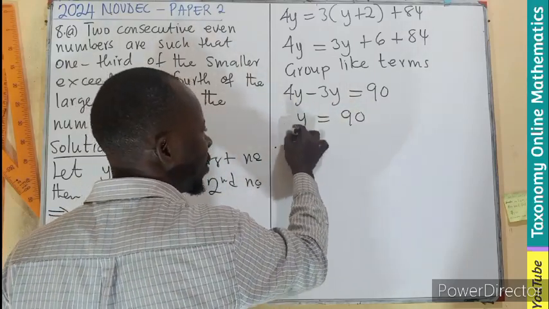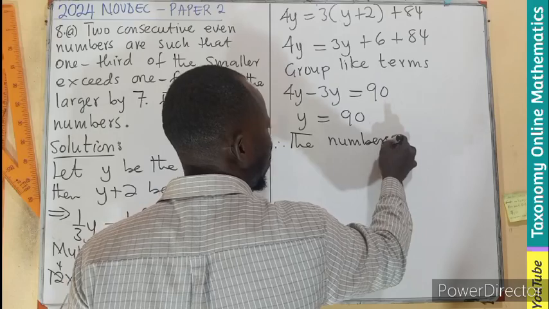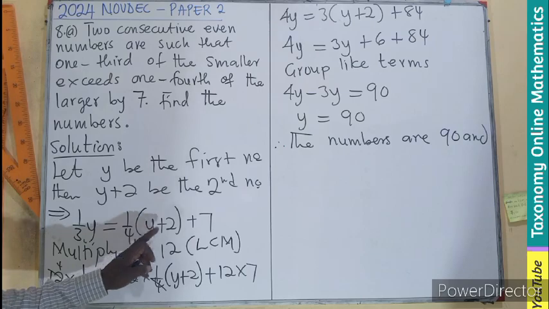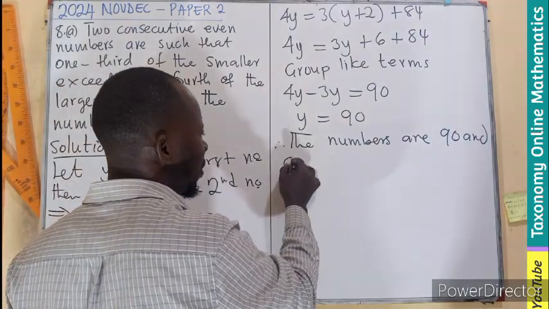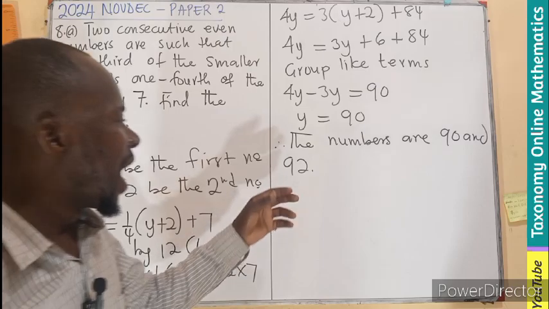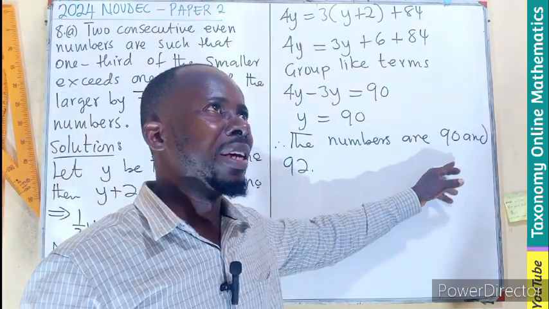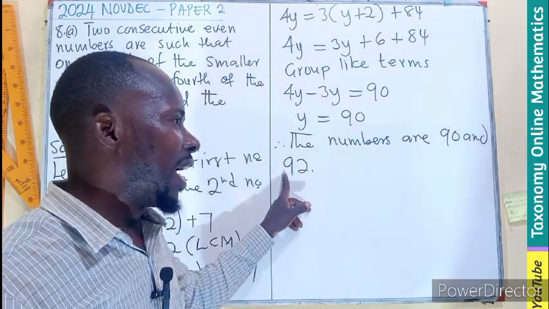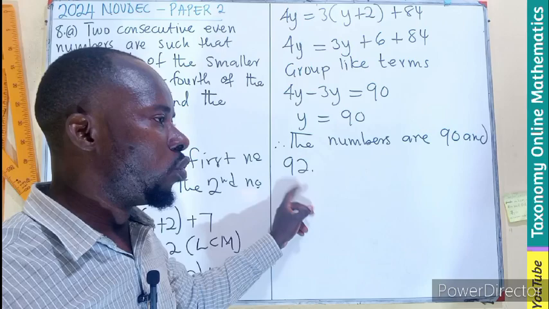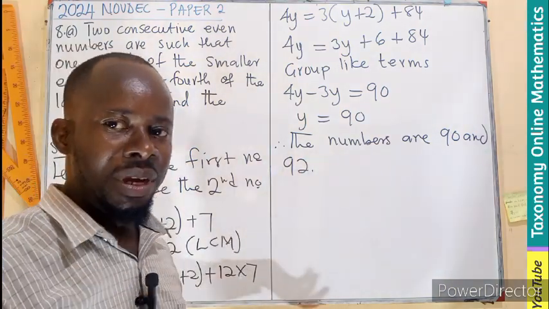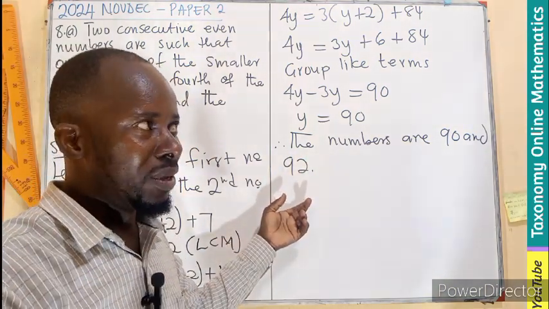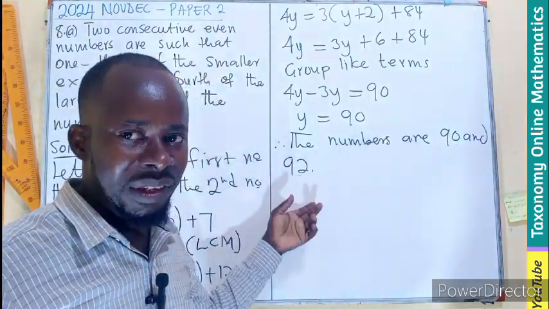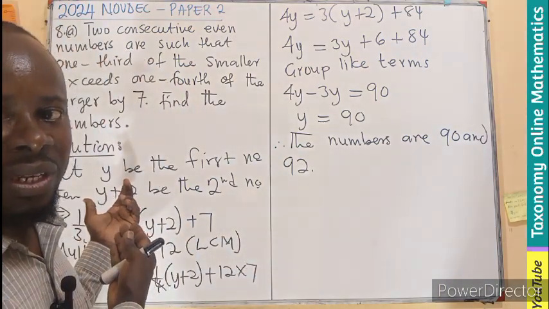So therefore, the numbers are 90 and 90 plus 2, that will be 92. So if you find 1/3 of 90, that will give you 30. Then 1/4 of 92 is 23. The difference between 30 and 23 will be 7. That is what the question is saying.